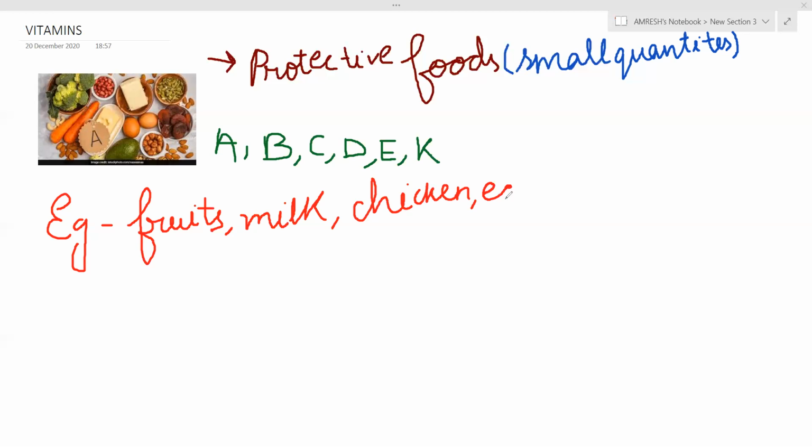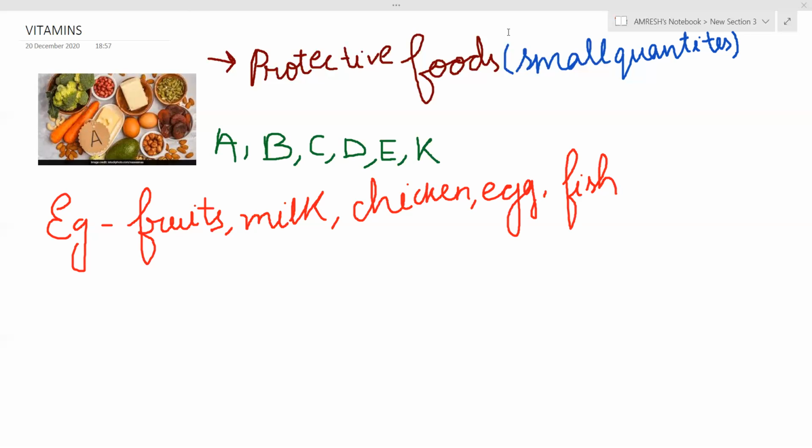Egg, egg is a very good source of vitamin, also fish. So non-veg is very important for your life. You should take little bit non-veg. If you are vegetarian, it is all right, no problem. You will take fruits, vegetables, other things. Okay, so this is about vitamins.